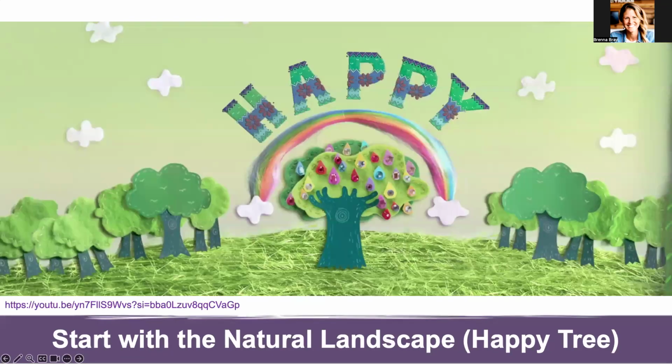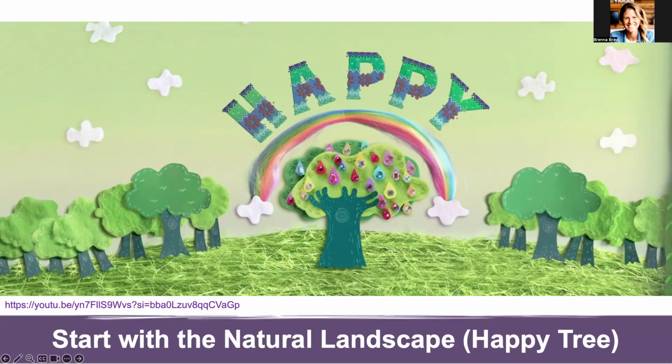So, we start with the landscape. For those of you who have seen Trolls, it starts once upon a time in a happy forest, in the happiest tree, lived the happiest creatures the world has ever known, the trolls. They loved nothing more than to sing and dance and hug and sing and dance and sing and hug, and it gets really fast.